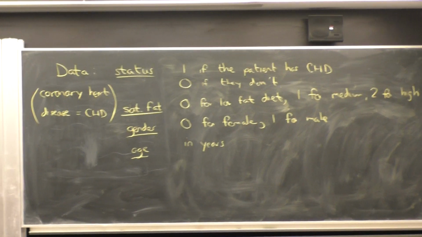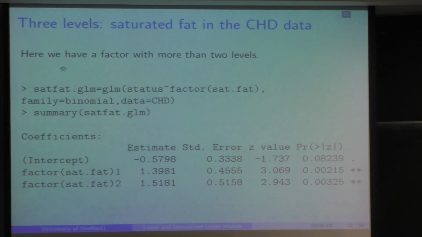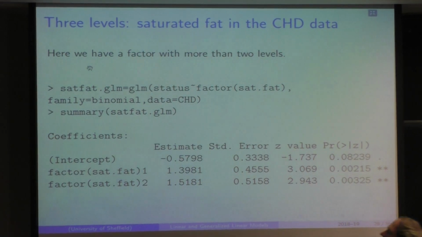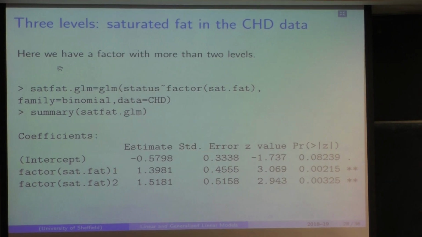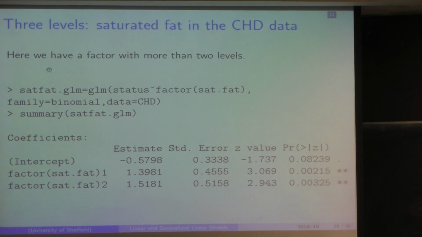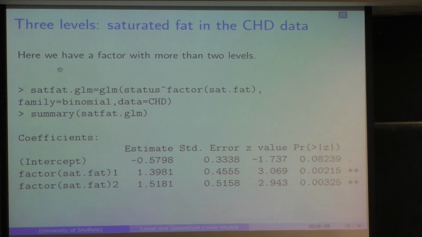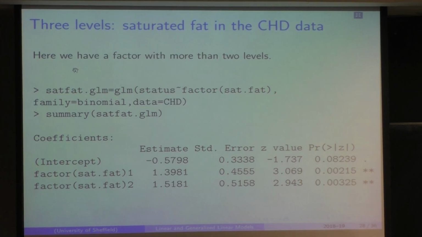We see our estimates for the parameters for saturated fat, and these are for levels 1 and 2. On the next slide I'll say a little bit more about what those mean. Those are our estimates, and we see that both appear to be significant according to R.